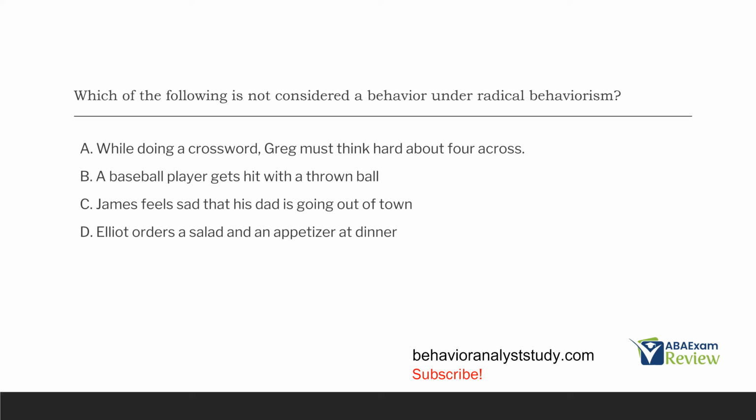C, James feels sad that his dad is going out of town. Feeling is a behavior. D, Elliot orders a salad and an appetizer at dinner. Ordering food, clearly an observable, measurable behavior, a public event, obviously a behavior. B, this baseball player getting hit with a thrown ball is not going to be a behavior. Nothing, the baseball player didn't do anything. Something happened to them. They haven't done anything.